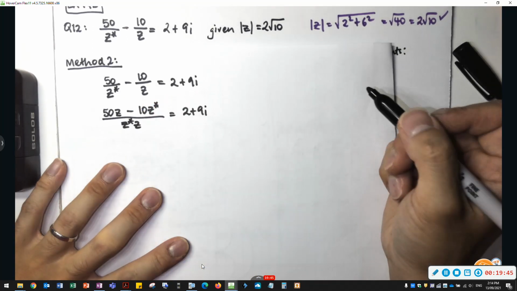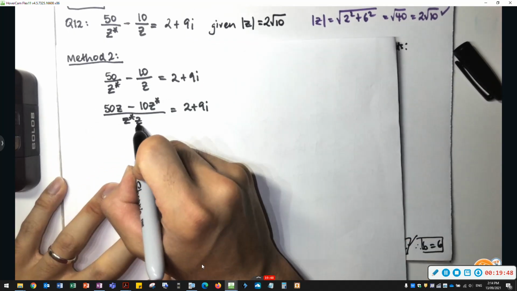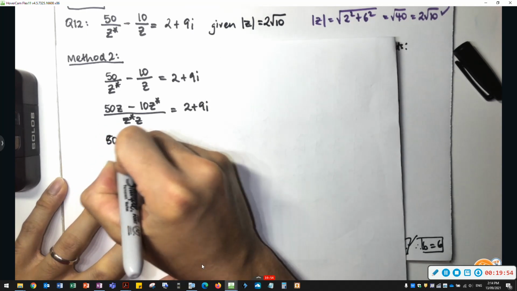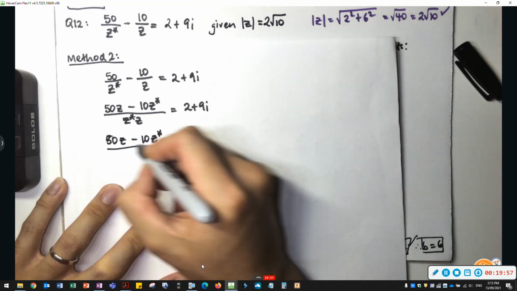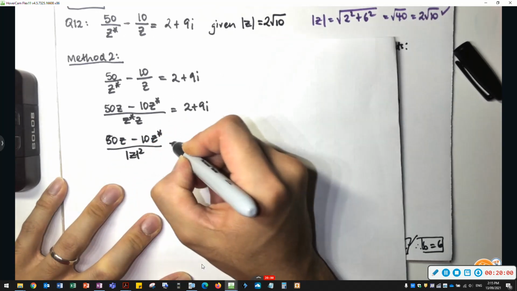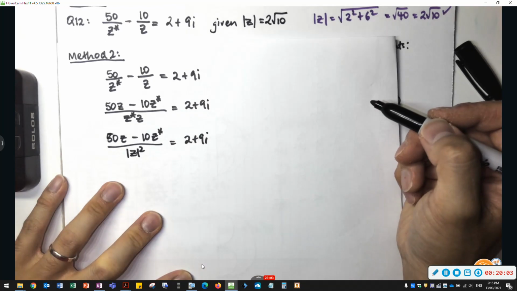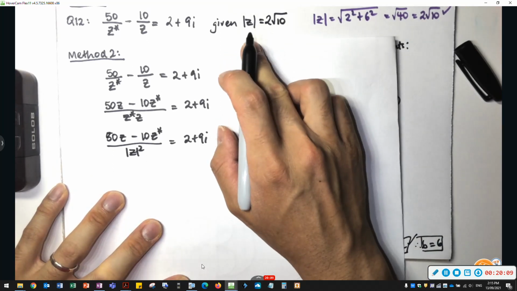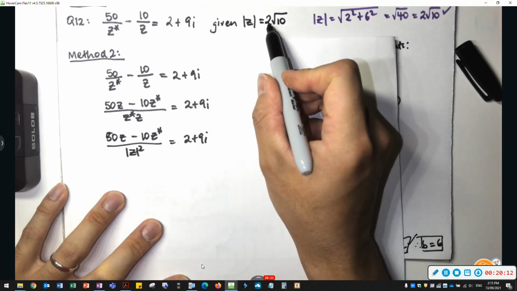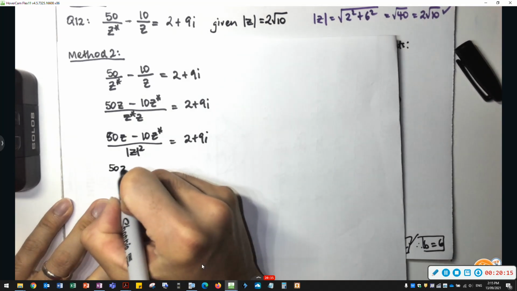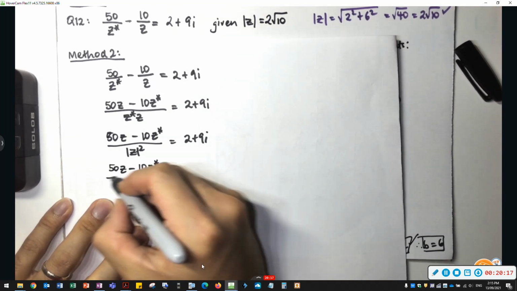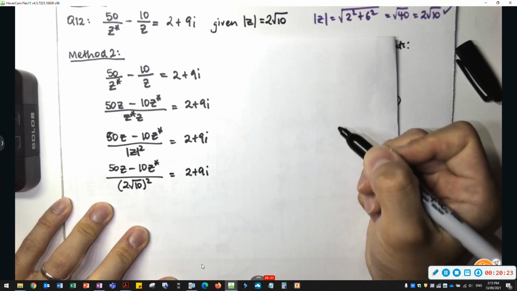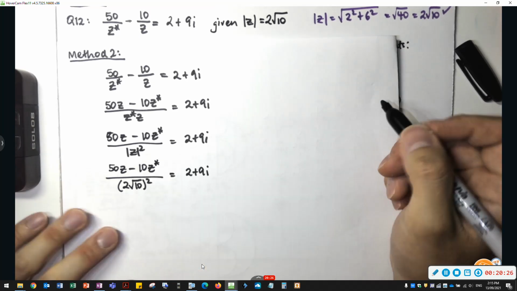Don't change that right hand side just yet. Now remember the property z star over z. So we've got 50z minus 10 z star. This is the modulus of z squared equals 2 plus 9i. Now I can bring in that modulus of z. Modulus of z squared equals 2 root 10 all squared. So 50z minus 10 z star over 2 root 10 all squared, 2 plus 9i. I'm going to square that out.